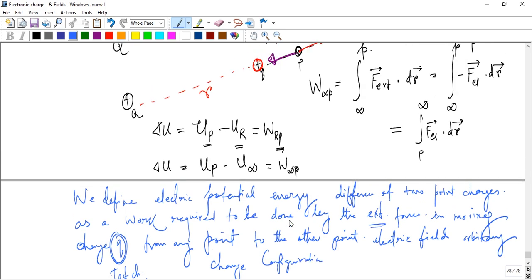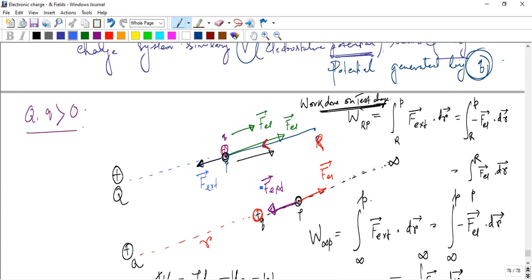Why is it arbitrary? You can choose any distance, from infinite to finite, any point position. That's why it is arbitrary.